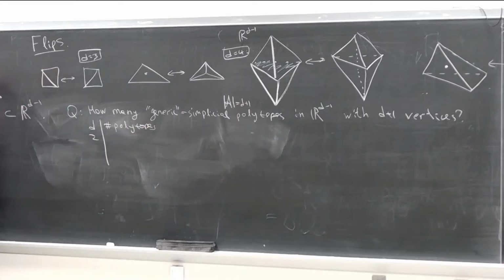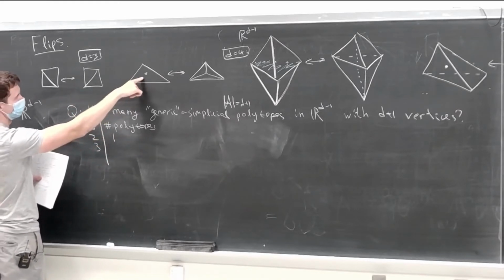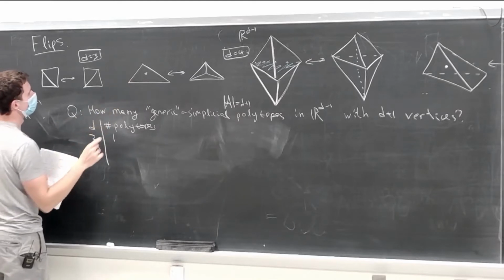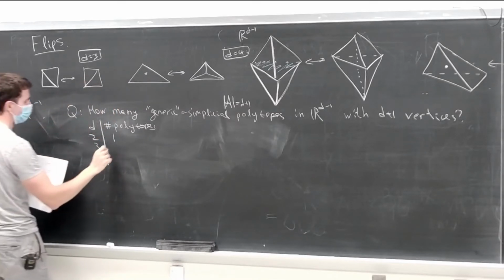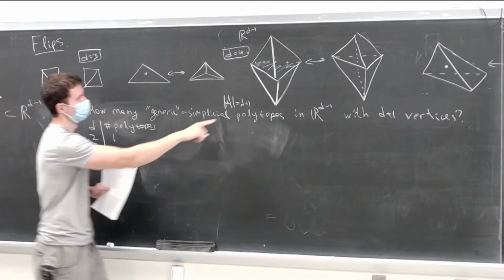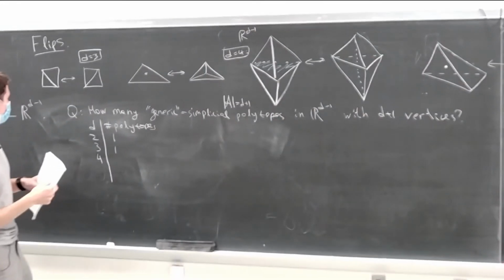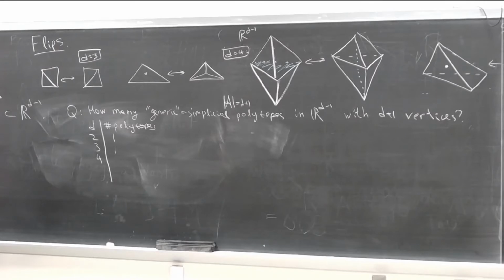for d equals 2, I only get one polytope. For d equals 3, well, this does not have d plus 1 vertices. Only this guy has d plus 1, so I have only one. And then for d equals 4, in that example, I'll also, wait, am I? Say it again. Yeah, so that's the question.